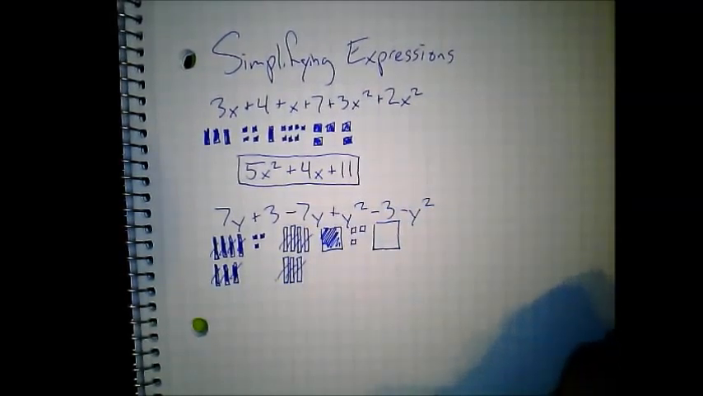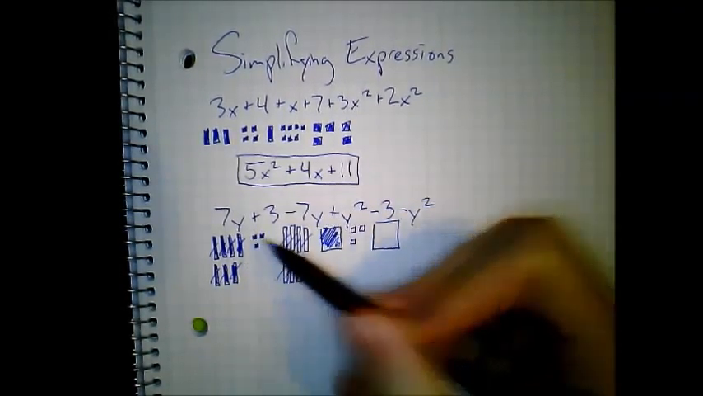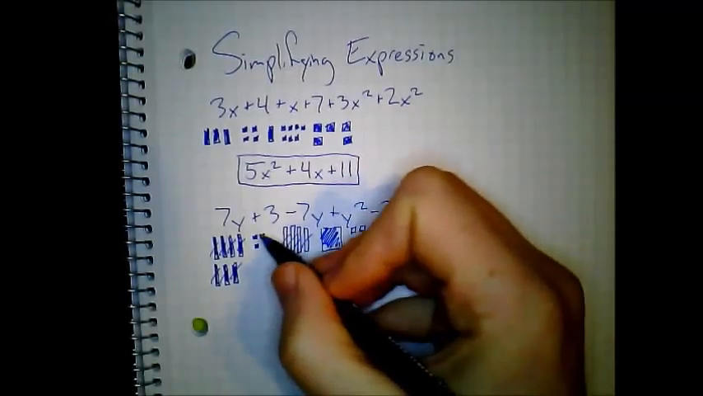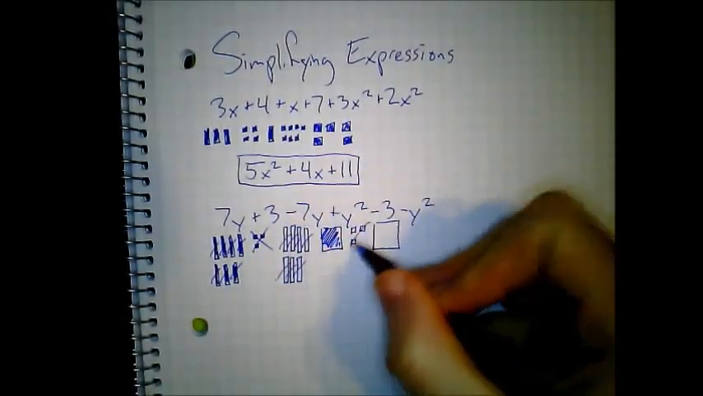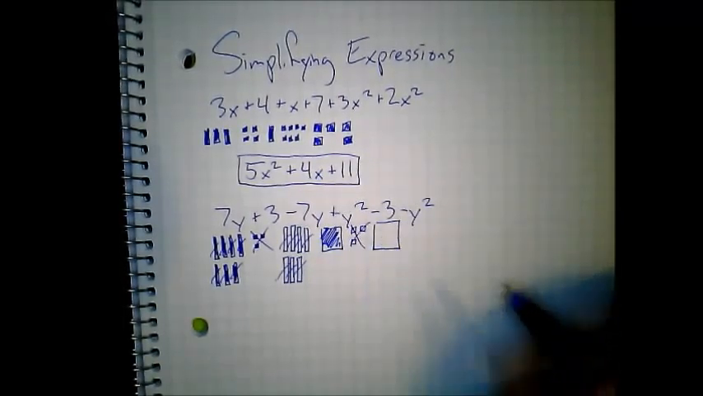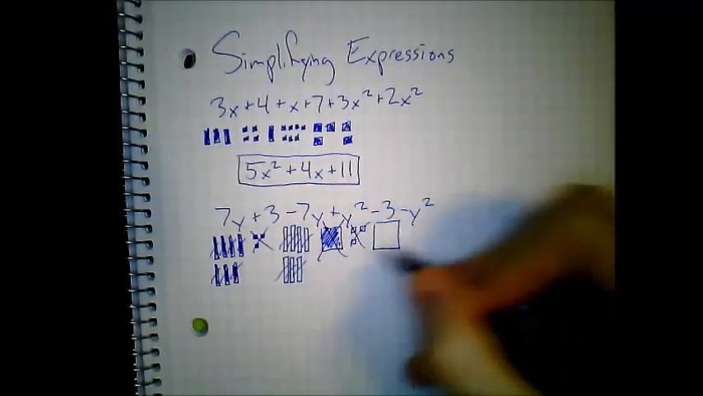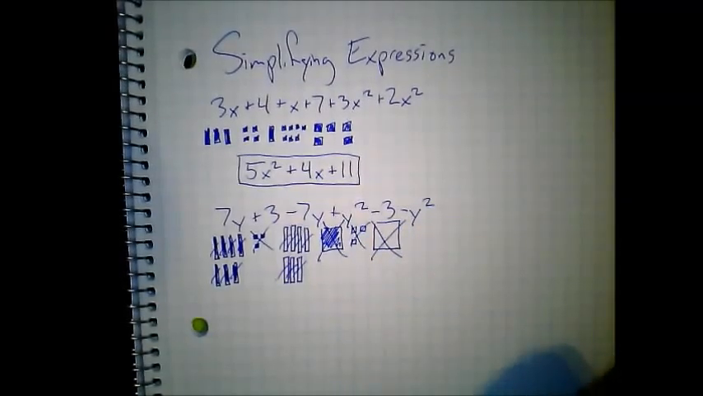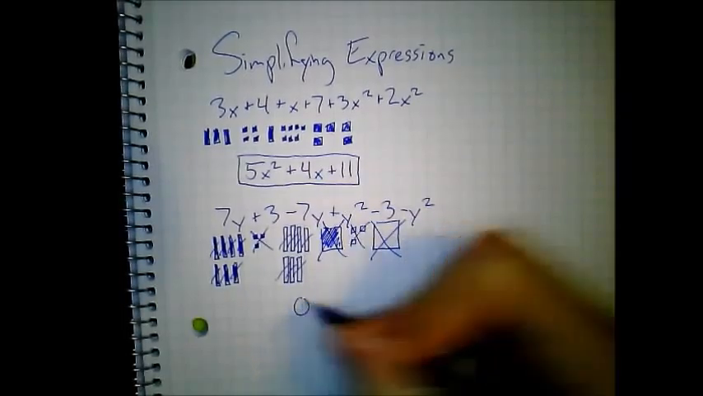And these are all gone. Now we look at our units. We have a positive 3 units and a negative 3 units. All of these are going to cancel out as well. And our positive y squared is going to cancel out with our negative y squared. So these are all gone. So we're left with absolutely nothing. So our final expression is 0.